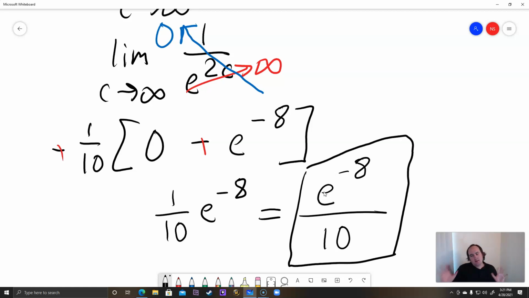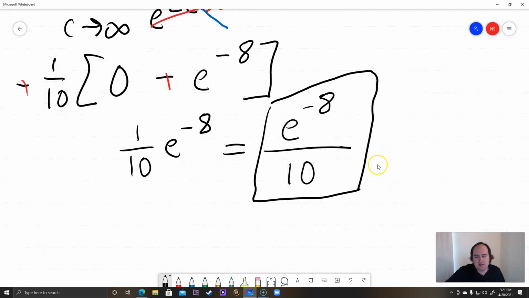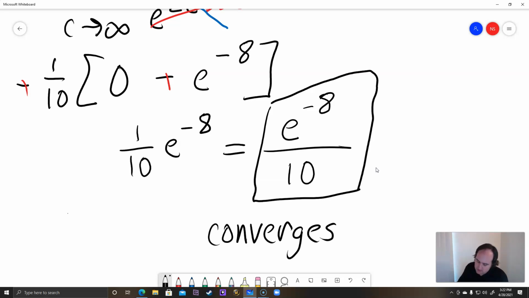But that's the answer for the integral. So they're going to ask you to type that in. But the question is, does this converge or does it diverge? Well, remember, unless you get infinity or negative infinity for the integral test, this is going to converge. So because this one isn't negative infinity, it's not positive infinity, this converges. Okay, so the series converges, and that's by the integral test.